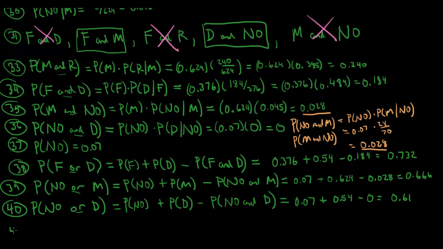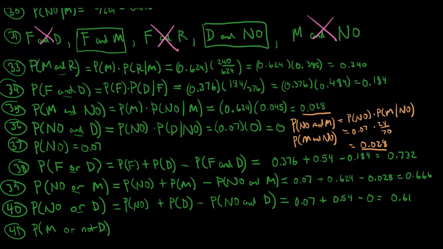Now let's look at the last one. Number 41. It says, what is the probability that a randomly selected participant is male or doesn't think that Democrats have the best economic policies? Now, pay attention to the wording here. So it's male or not Democrat. Well, we haven't done one like that before. I did this on purpose. It makes you think a little bit. So what does this actually mean?